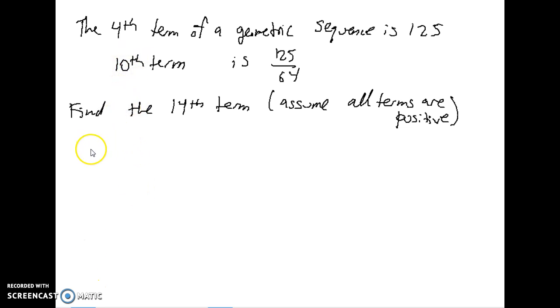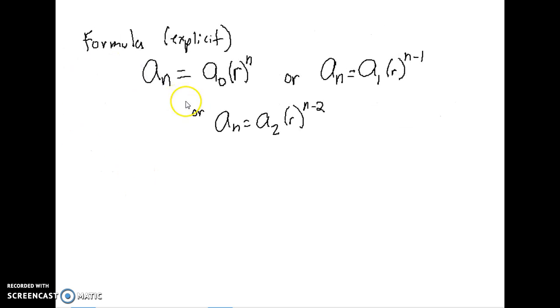So let's think about what we have. I said that the 4th term, a of 4, was equal to 125. What else I was given was the 10th term, and the 10th term was 125 over 64. Those are the two pieces of information. So what I want to do is set up a system to try to figure out what I know. I'm going to go back to my formulas, and I can use any of these. I just have to figure out which one I want to use.